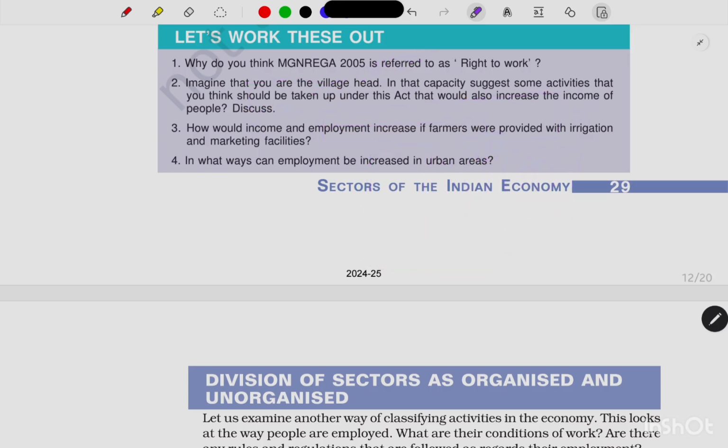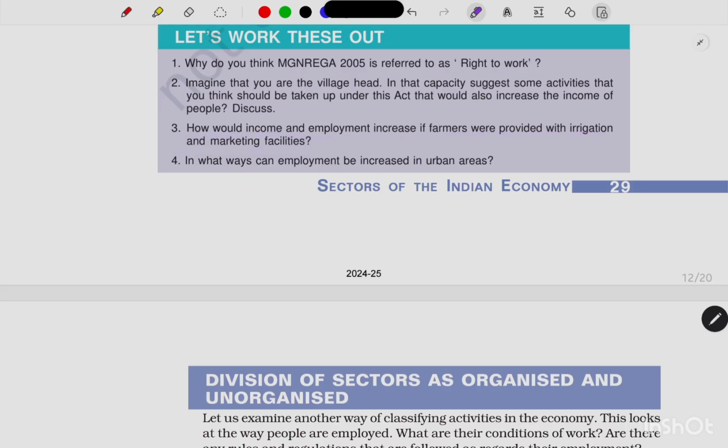Okay, and maybe you might be saying, but this is not public land, people might be owning it. Fine, ask the people to let the farmers work there so that the owners get a share and the farmers get a share, increasing the GDP, all the while both people get the profits. That's just one example. Now, how would income and employment increase if farmers were provided with irrigation and marketing facilities?